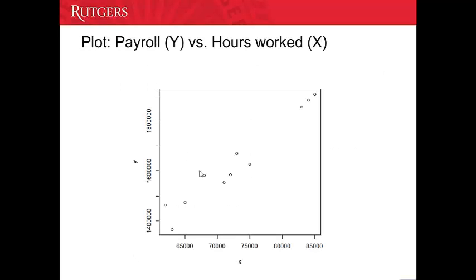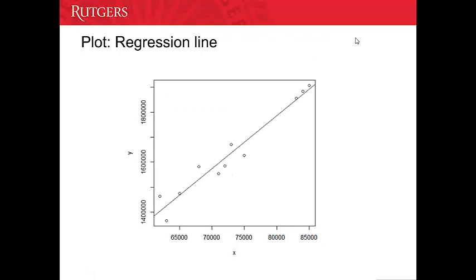We first plot the scatter plot for the payroll and the hours worked. You can see the x-axis is hours, the y-axis is payroll. You may notice those points are located almost linearly. So we can draw a regression line around these data sets, to try to fit all those data points.